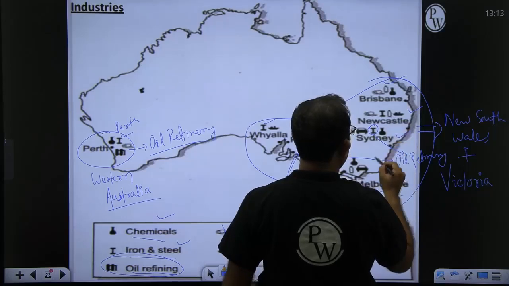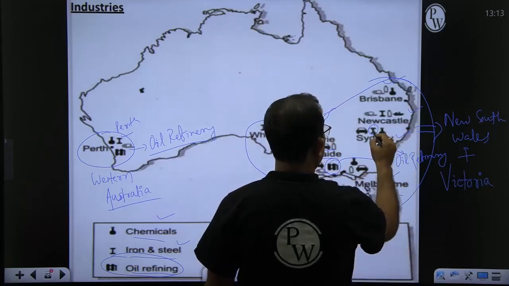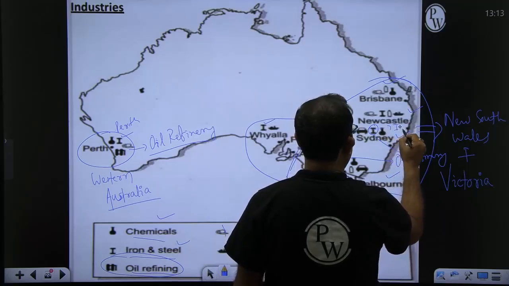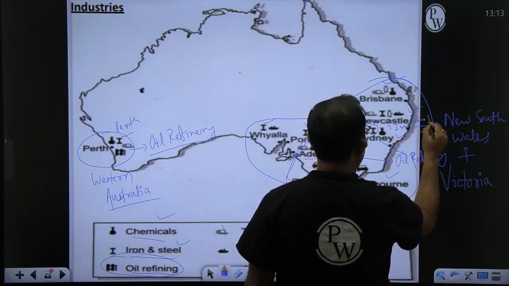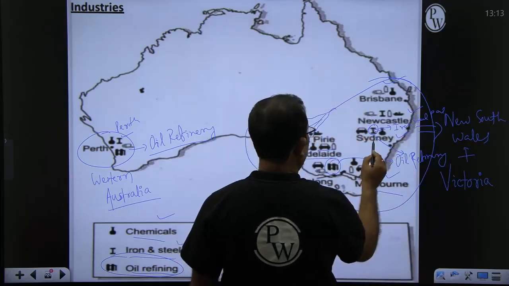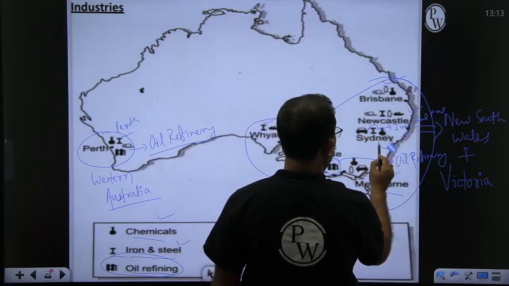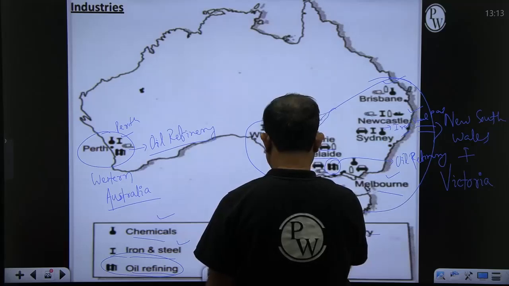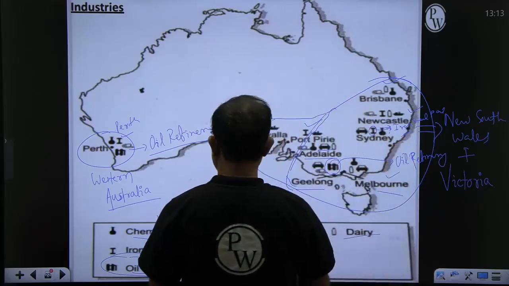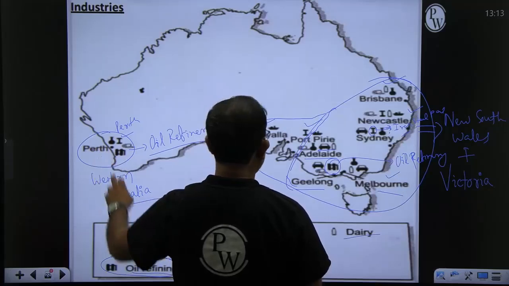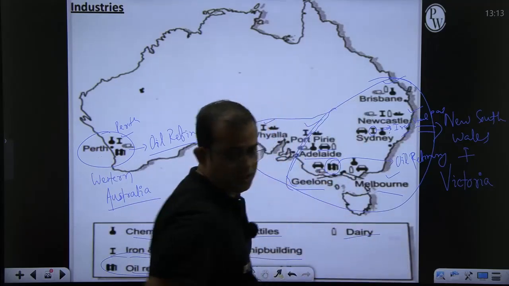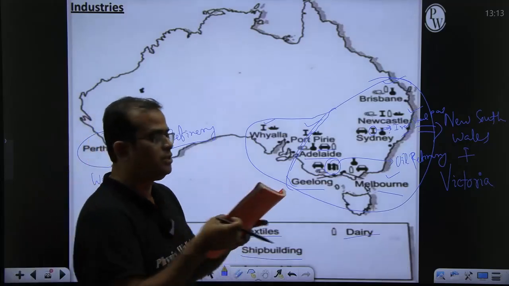This is also, okay, no, this is your iron and steel plant. Yes, sorry, this is the iron and steel plant. Oil refinery, you are getting on the western side. This is Perth. Here, this is near your Adelaide. You can see from the diagram also.